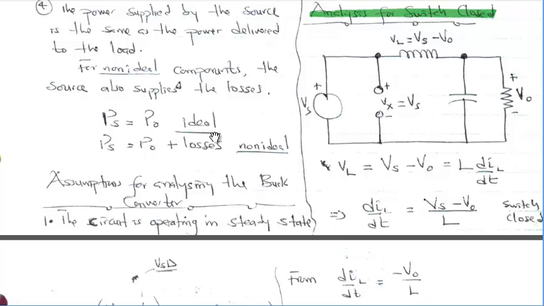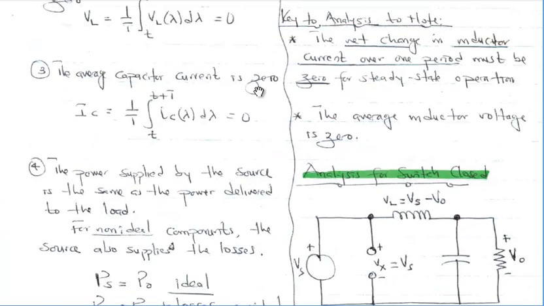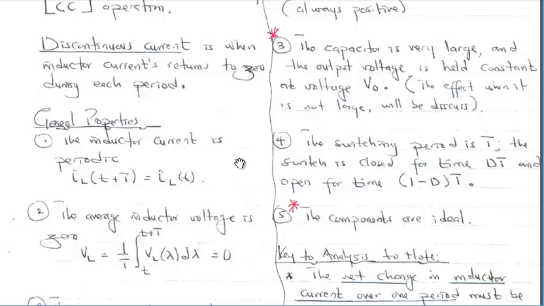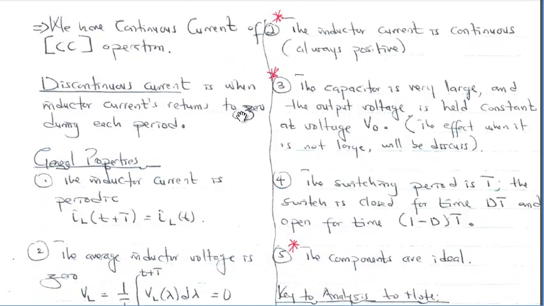Some assumptions for analyzing the buck converter. So we are going to go back again, since the notes on a page are divided into 2 pages basically. So let's go back. Some assumptions we need to consider when analyzing the buck converter. So the inductor current is continuous. We may already have mentioned this. That is a continuous current mode of operation.